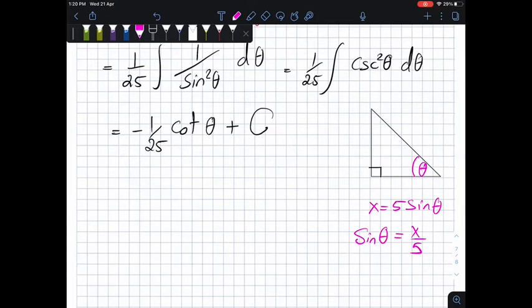So it's opposite over hypotenuse. The opposite is x and the hypotenuse is 5. So the other leg is the square root of 25 minus x squared.